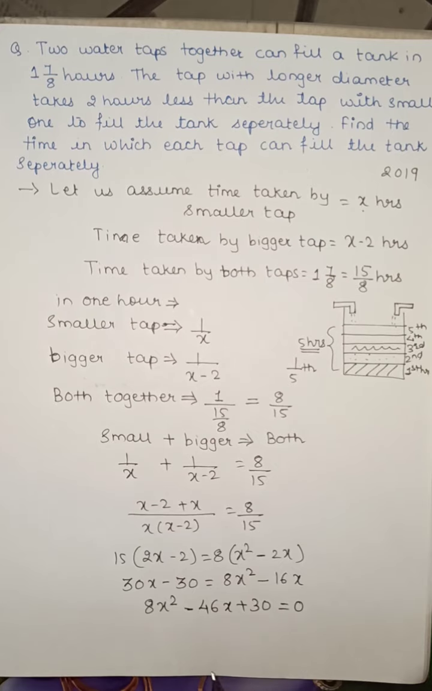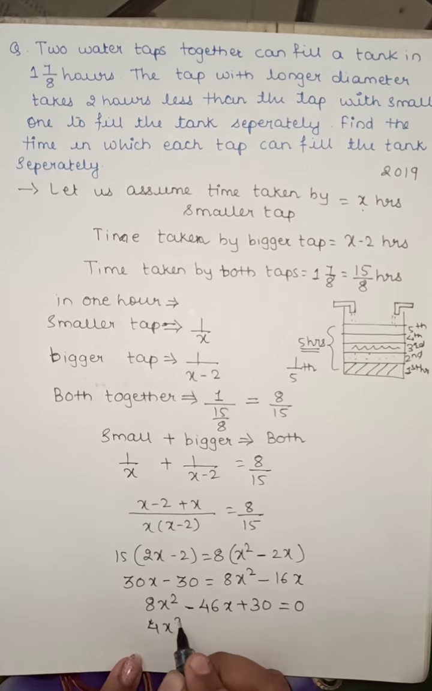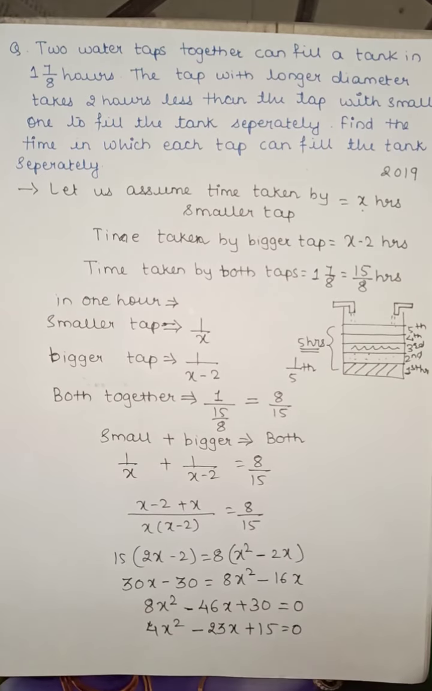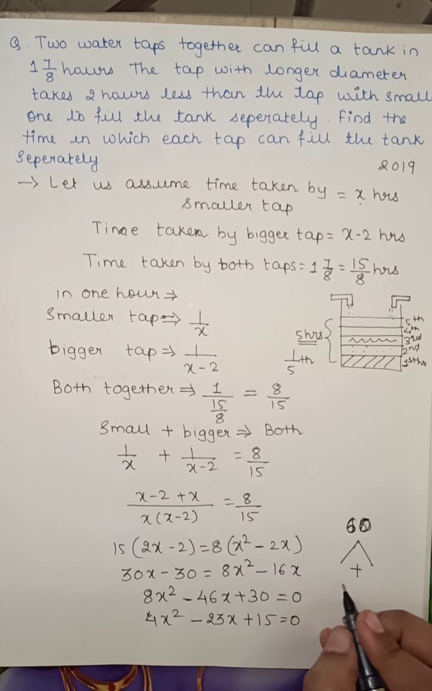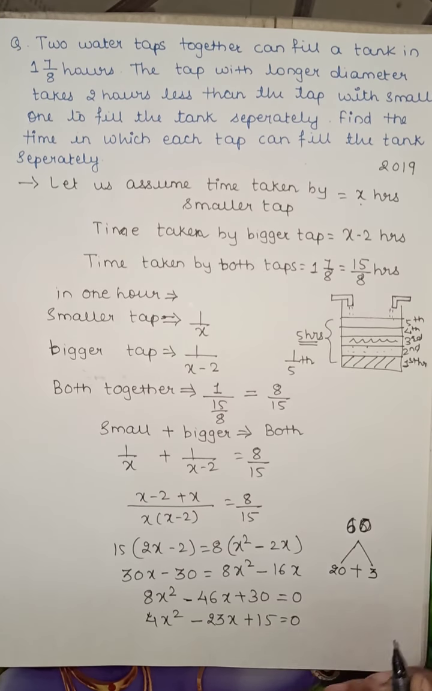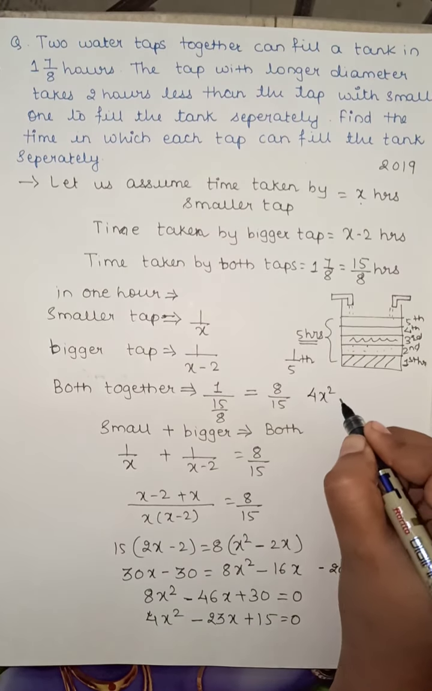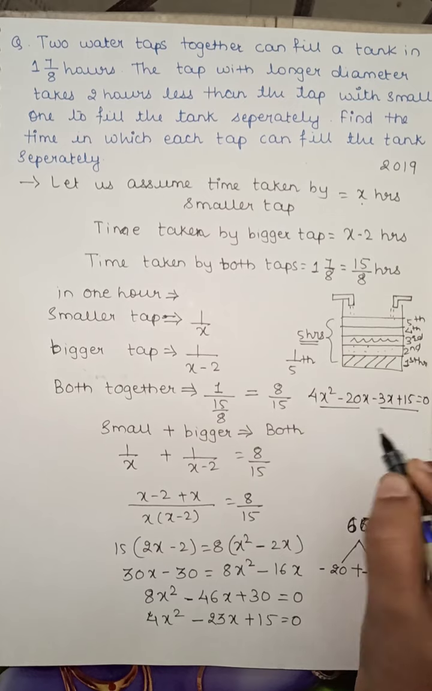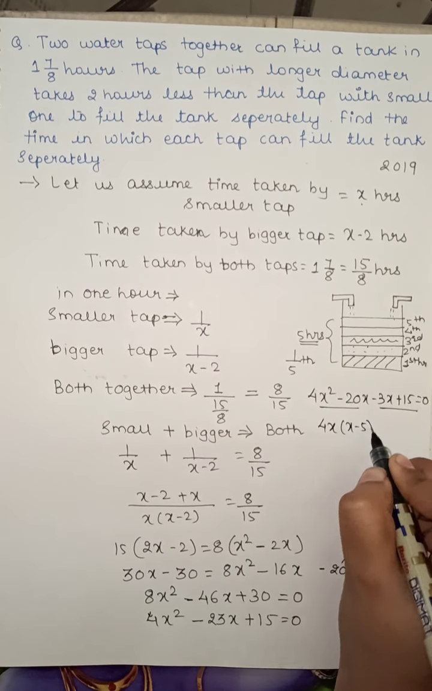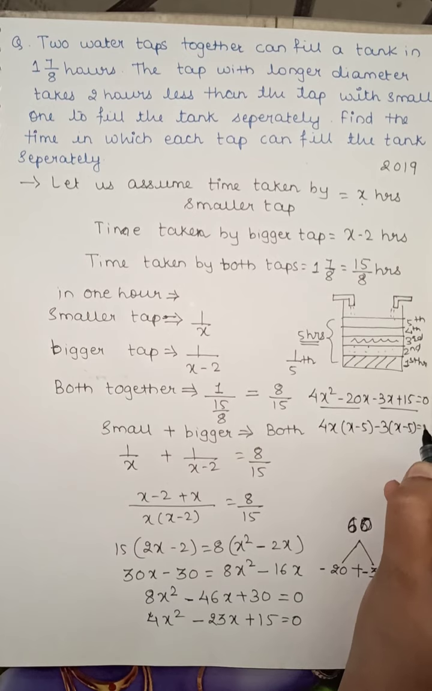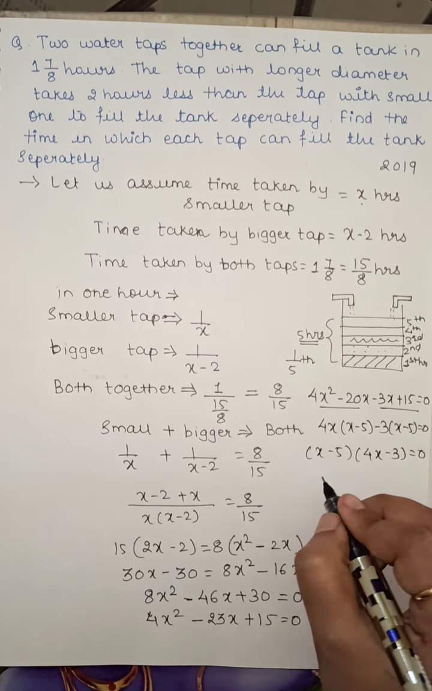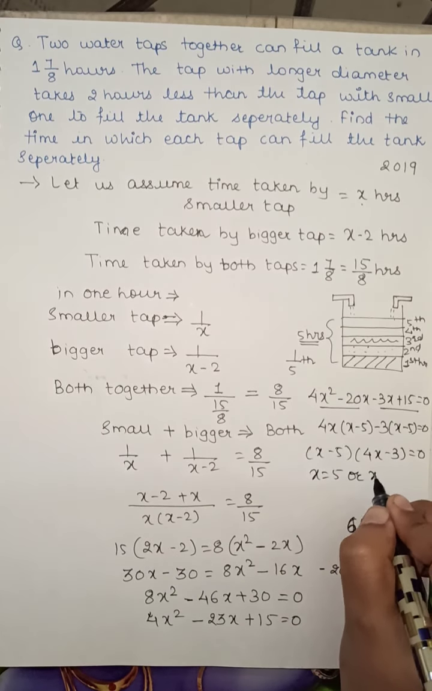Now the whole equation can be divided by 2. So 4x square minus 23x plus 15 equal to 0. Now 20 and 3 both have to be minus. So I will write it here: 4x square minus 20x minus 3x plus 15 equal to 0. Taking 4x common in the bracket, x minus 5, minus 3 common, x minus 5 equal to 0. So x minus 5 in one bracket and 4x minus 3 in another bracket, which gives me the value of x as 5 or the value of x as 3 by 4.